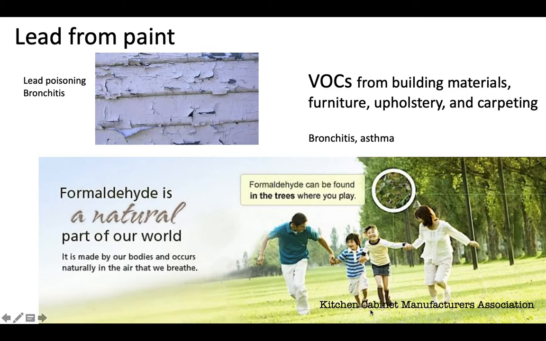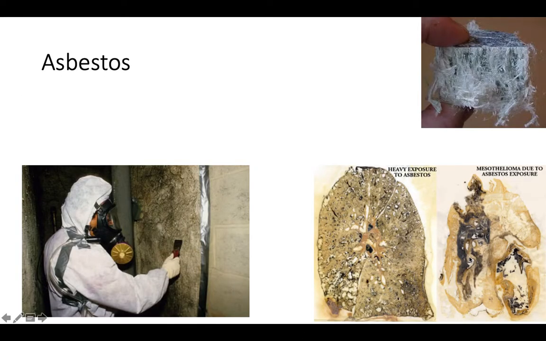This is an ad from the Kitchen Cabinet Manufacturers Association saying that formaldehyde's natural. It won't hurt you. Trees produce formaldehyde. True, but trees are outside, and the formaldehyde that may be used to finish your cabinets, Kitchen Cabinets Manufacturers Association, is 50 to 100 times more concentrated indoors, which is why the CDC classifies formaldehyde as an indoor air pollutant, not an outdoor air pollutant. So take that, KCMA.